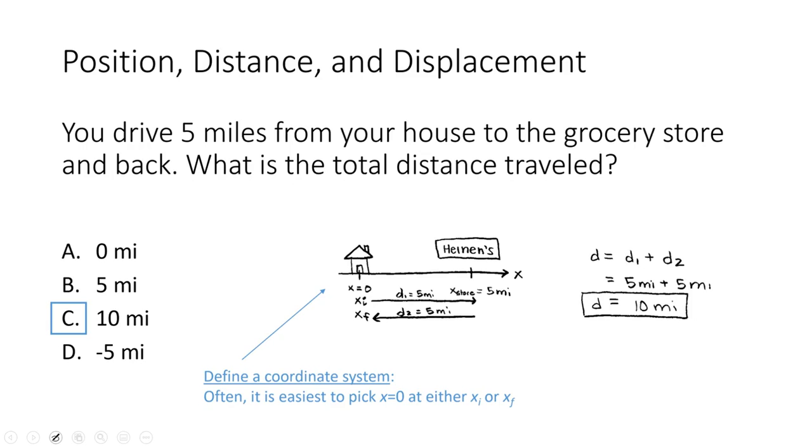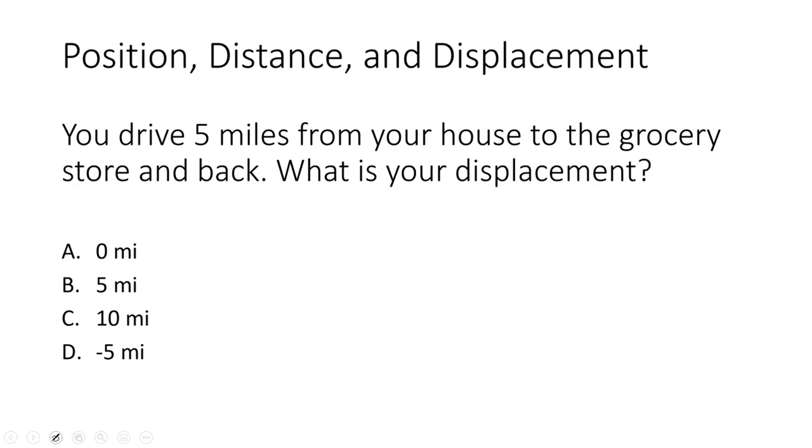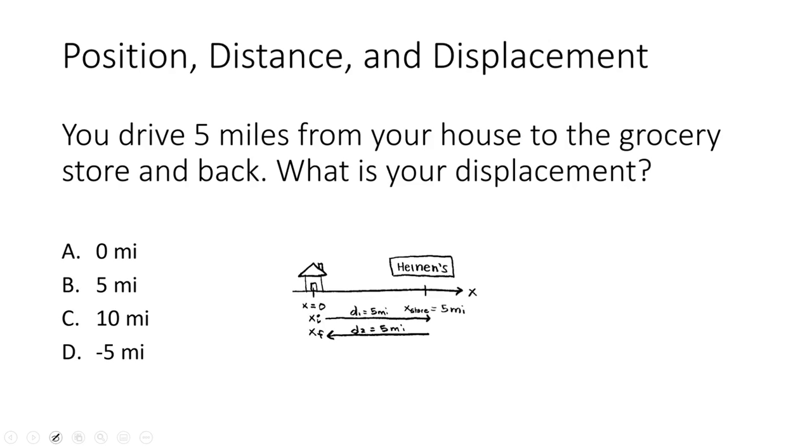Okay, last one. Now we want to know, what is your displacement? Same problem. Okay, here we go. I drew the same little sketch as last time. This time I want to think about my displacement, which remember is change in position. So I would say my final position in this case is x equals 0. My initial position is also x equals 0. And so my displacement, delta x, is x final minus x initial. 0 minus 0 is 0. So I would get A.